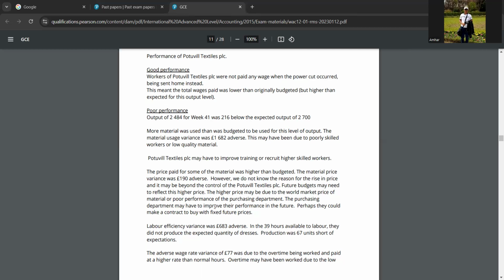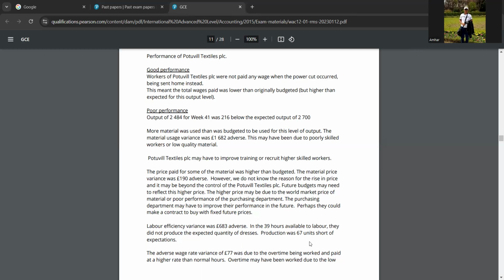So you can say like that. You can say, they could make a contract to buy with a fixed future price. Okay, and then you can write about labor efficiency variance. You can say, moreover, labor efficiency variance was 683 adverse. In the 39 hours available to labor, they did not produce the expected quantity of dresses.